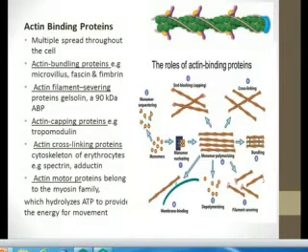The third one is the actin capping protein. If you look here, you can easily identify these caps over here, or these caps over here. They are the capping proteins. Tropomodulin is an example. They cap the filament so that it is no longer lengthening.